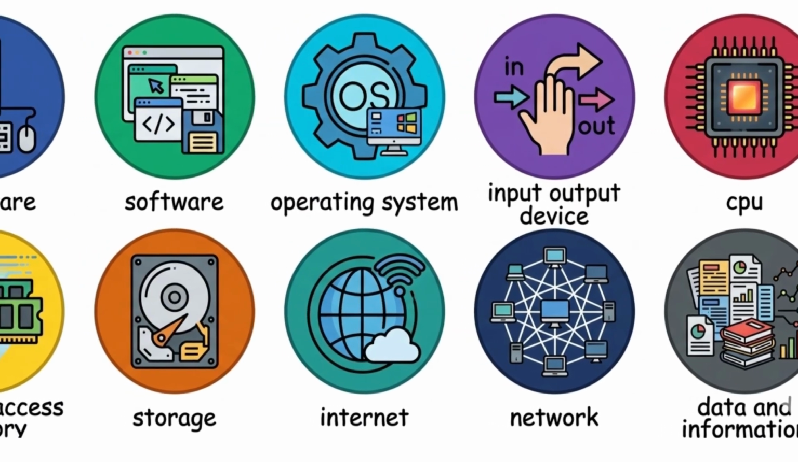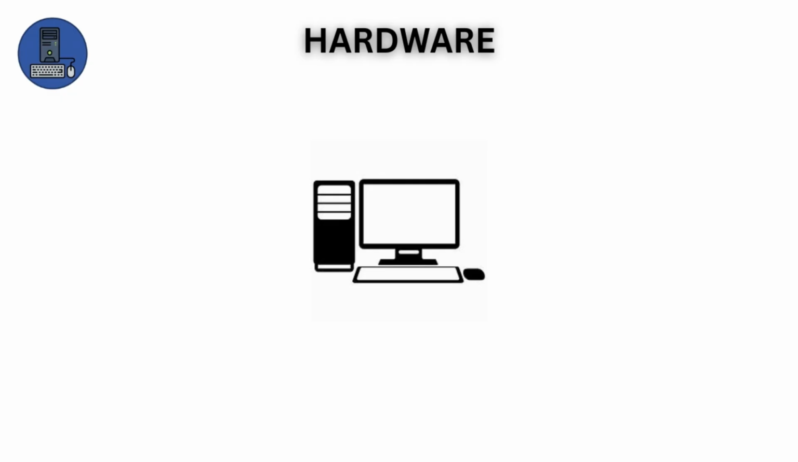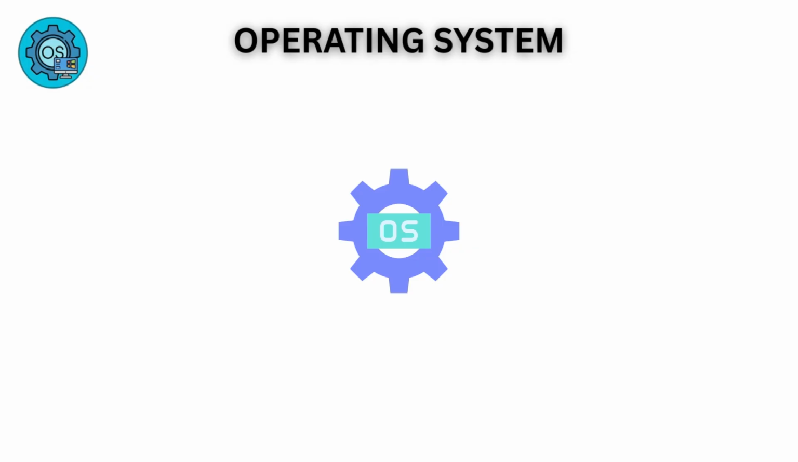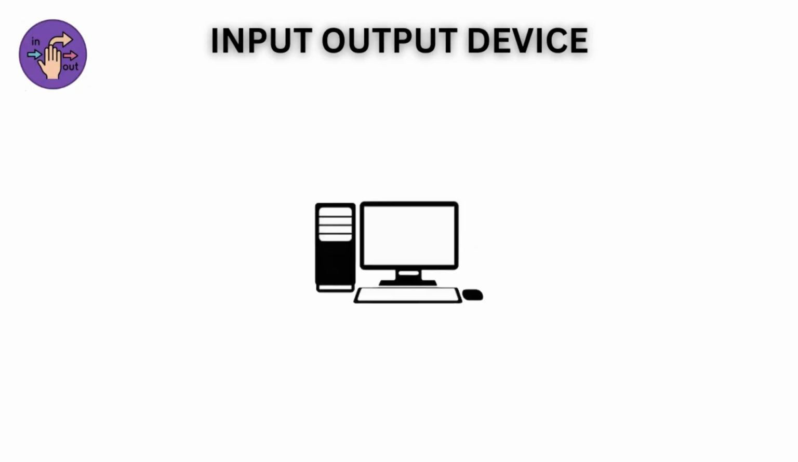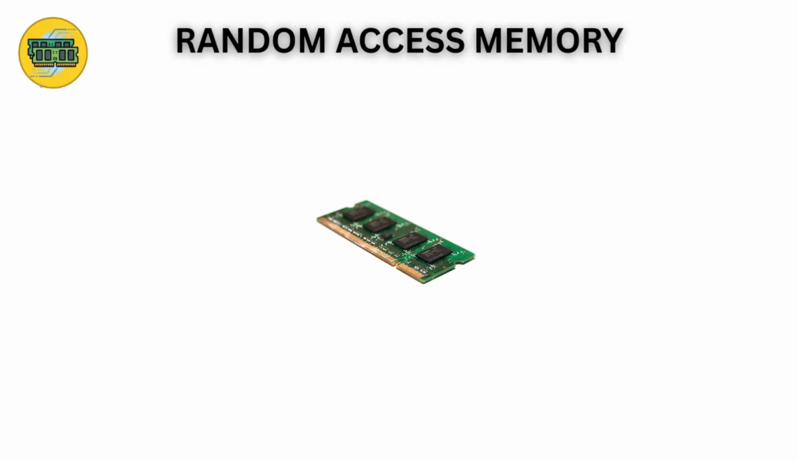So let's quickly review everything we've learned. Hardware is the physical equipment you can touch. Software provides the instructions that tell hardware what to do. The operating system manages the computer and its resources. Input devices send information into the computer. Output devices display results from the computer. The CPU processes instructions and calculations. RAM provides temporary working memory.